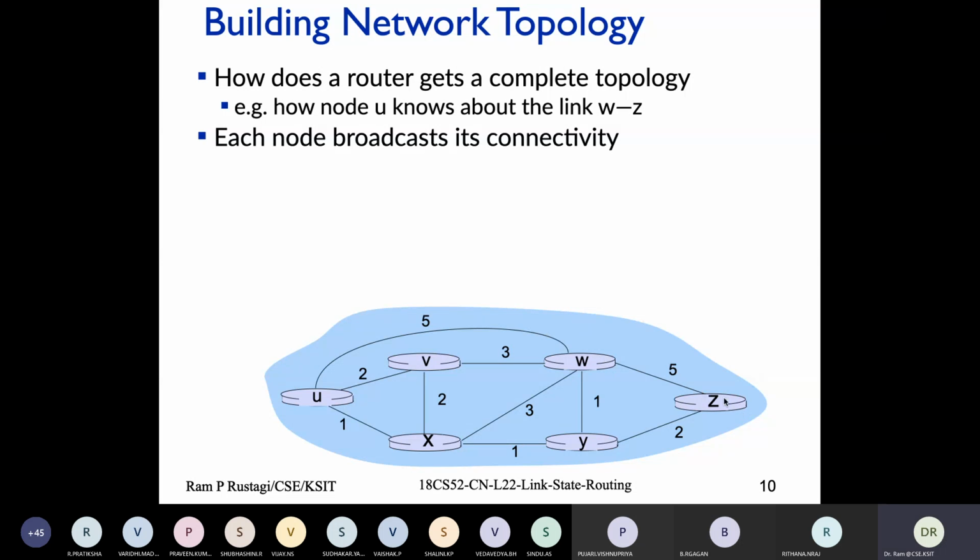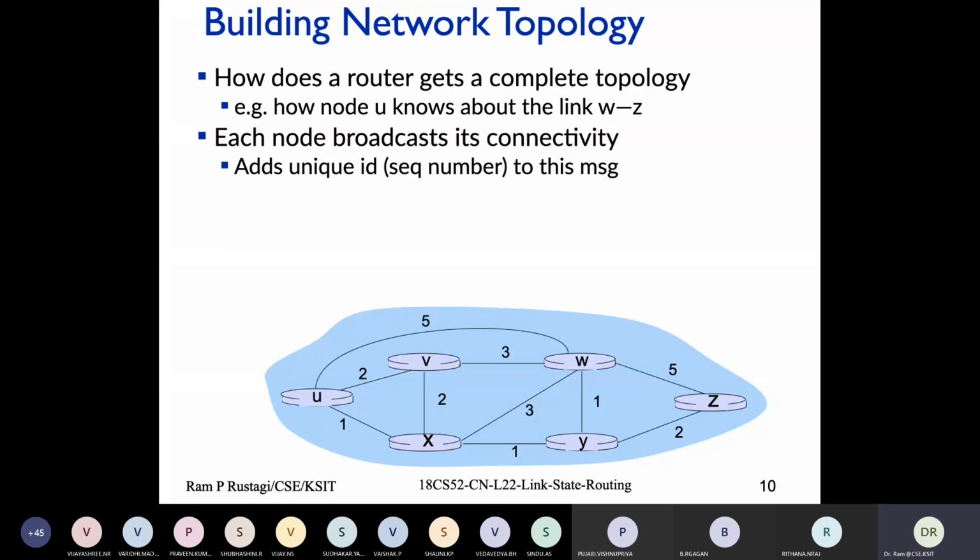So W will broadcast this message to its neighbors. Same with V, it will broadcast, and same with Z. Now if they broadcast further, look: U sends a message which goes to both W and V. V will send to W, W will send to V, V will send to W back again, and it goes in a perpetual loop. To avoid that, each broadcast message contains a unique ID along with the router ID.